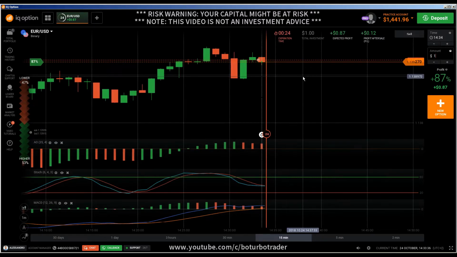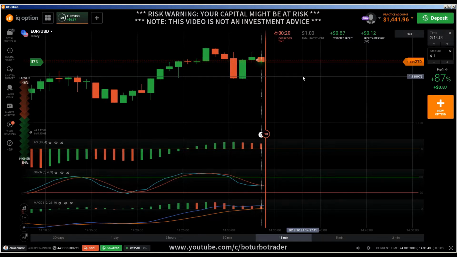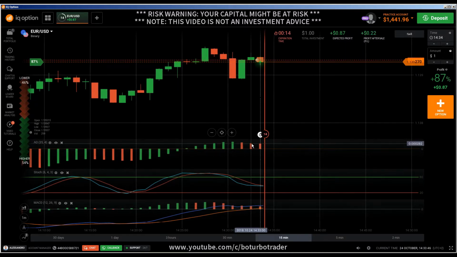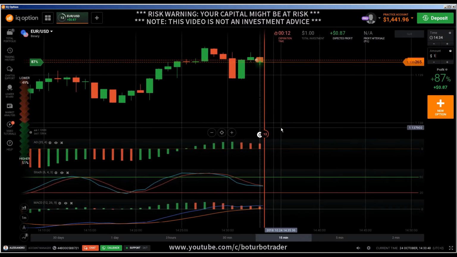So obviously you cannot enter based only on an indicator. You should understand that your entry point should be chosen by price action, only by price action.